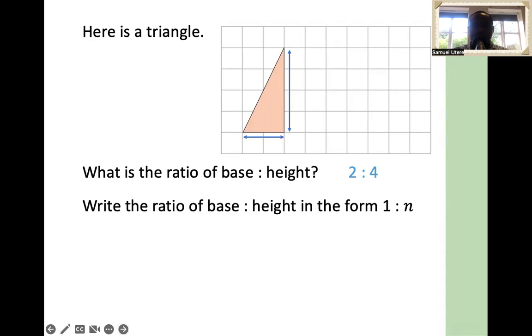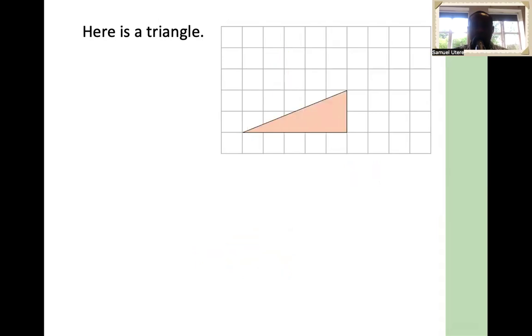Now, if we're required to write the ratio of the base to the height in the form 1:n, it means we have to divide the left-hand side by 2. Remember from our previous lesson what we learned about how to write ratios in the form 1:n. If we divide the left side by 2, we have to divide the right side by 2. So we have scaled it down by 2. So that becomes 1:2.